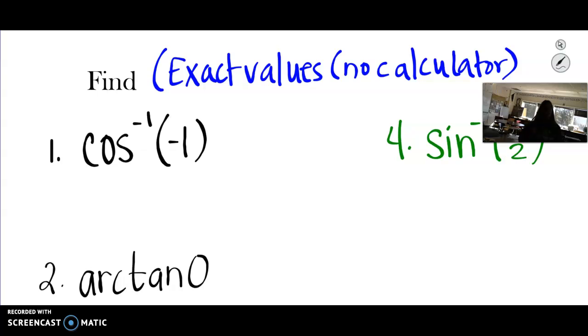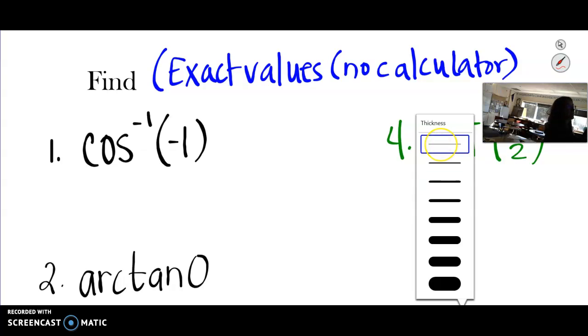Hey guys, so this is going to be a couple of examples of what you're going to need to know and be able to do from 4.7 on inverse trig functions. You're going to be evaluating some of these trig functions for finding an angle.